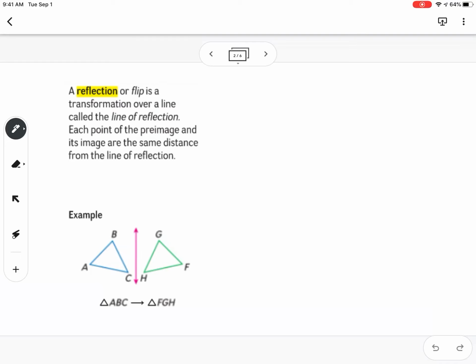A reflection, or flip, is a transformation over a line called a line of reflection. Each point of the pre-image and its image are the same distance from the line of reflection. So looking at the example, you have a shape. This is your pre-image, the one you start with.